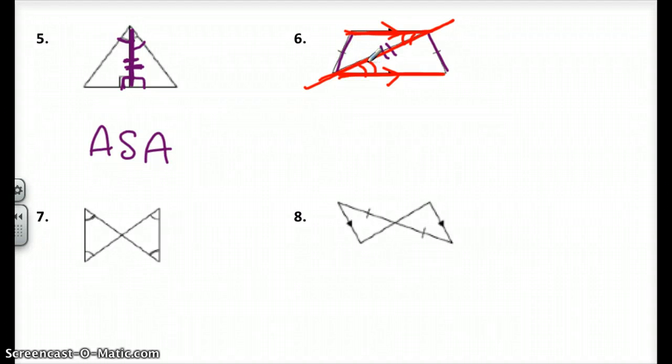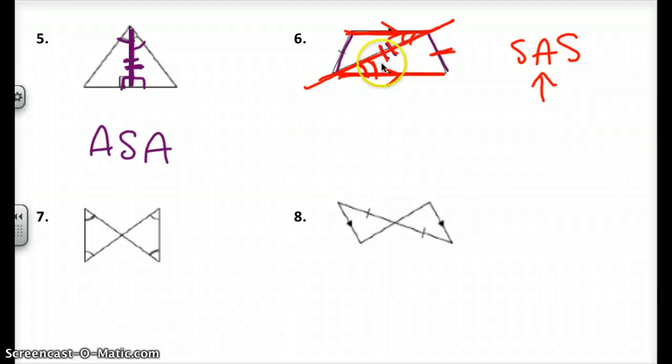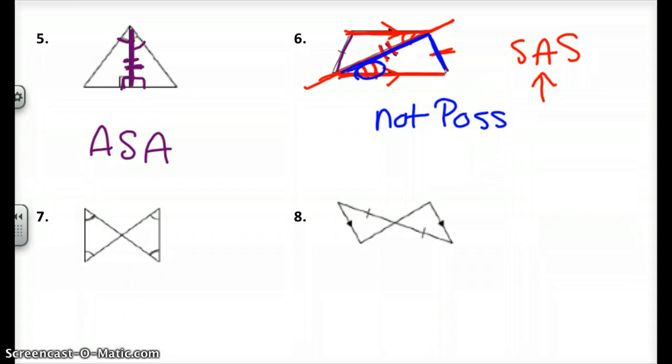Now I have this side, and I have this side, and I have the angle, right? But the only one with two sides and an angle is when the angle is in between the sides. This angle here is not between the two sides that I have marked. So this is not possible. It needs to be between the two sides I have marked. Here's this side marked, here's this side marked. That angle is not in between. That is not correct.